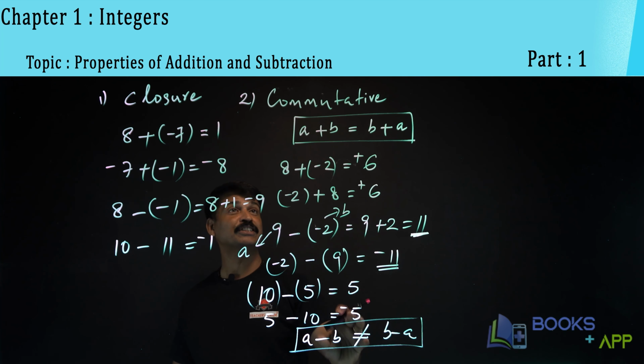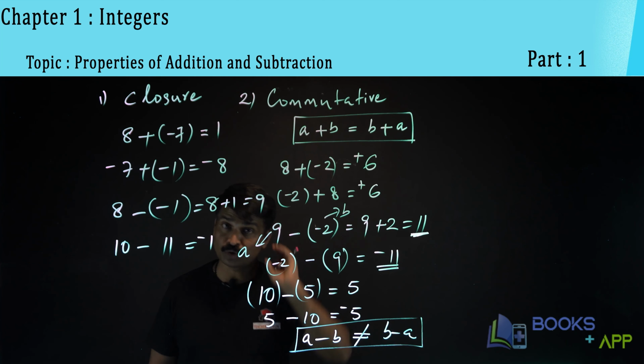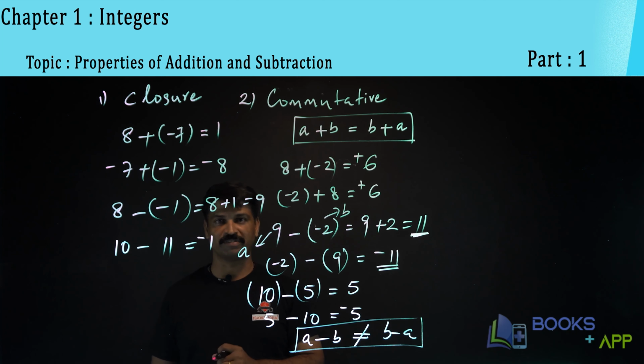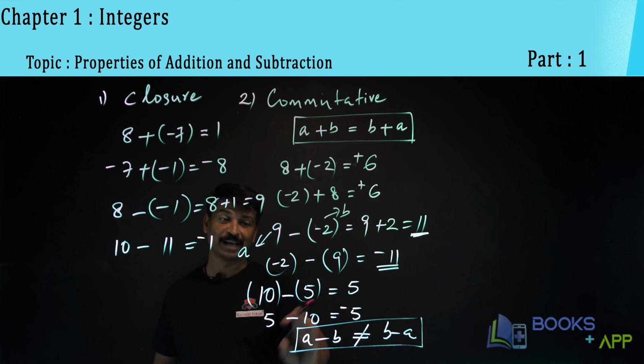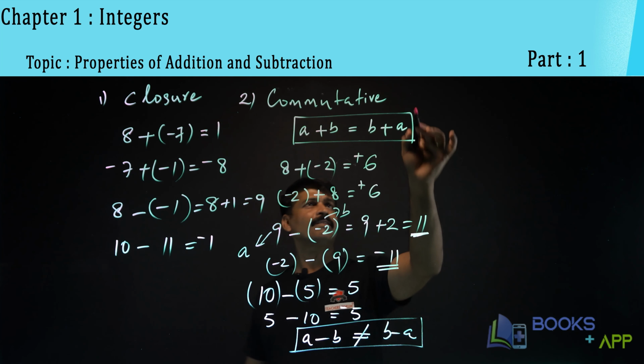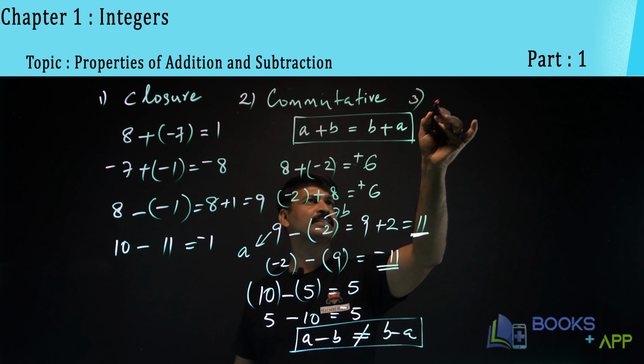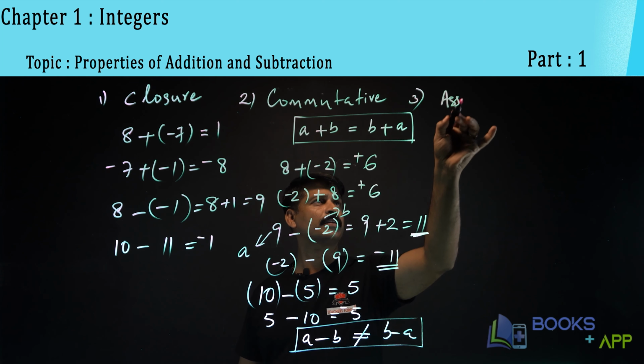Clear? So commutative property is not true for subtraction of integers, but it is true for addition of integers, because a plus b is equal to b plus a, but a minus b is not equal to b minus a. I think it is clear to you. So that is about commutative property. Now let us look at the third property, that is associative property.